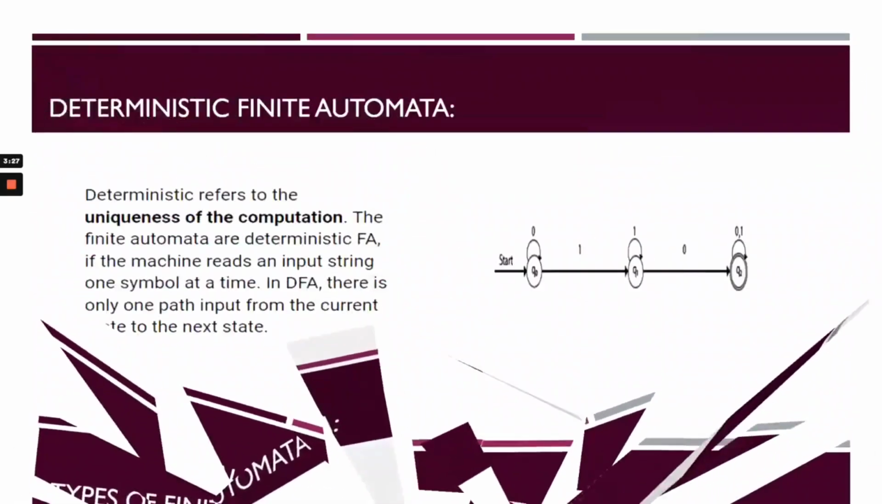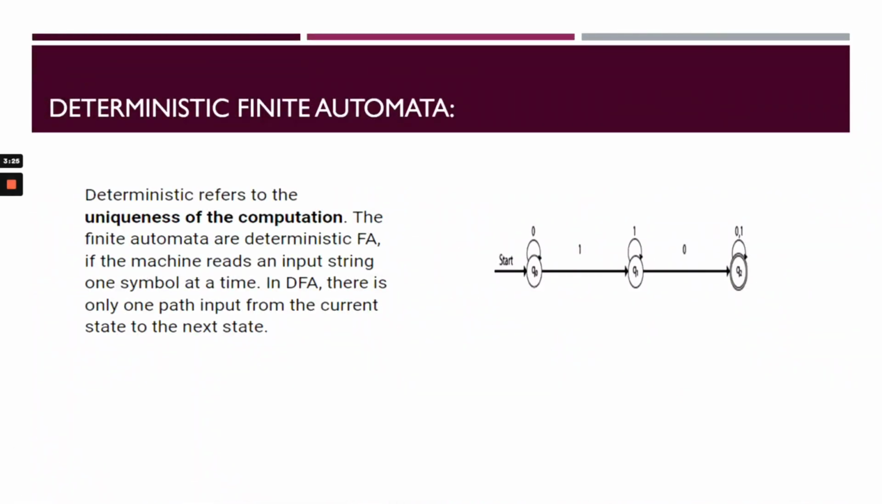Here we go. DFA. DFA means deterministic finite automata. Deterministic refers to uniqueness of the computation. The finite automata are deterministic finite automata if the machine reads an input string one symbol at a time, and in DFA, there is only one path from the current state to the next state. Here is an example for DFA.